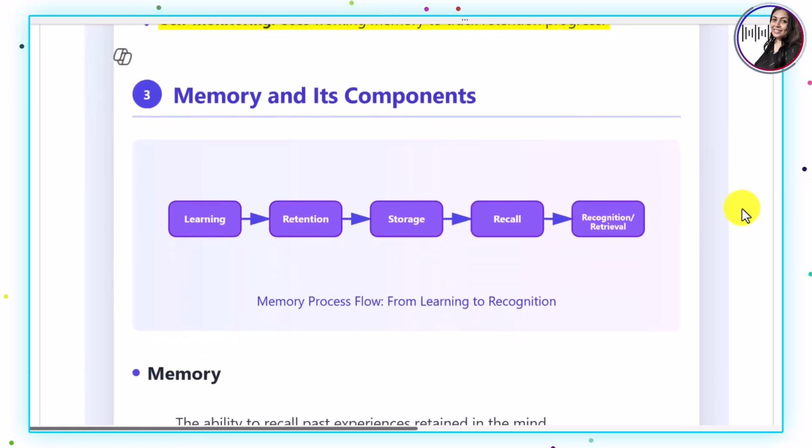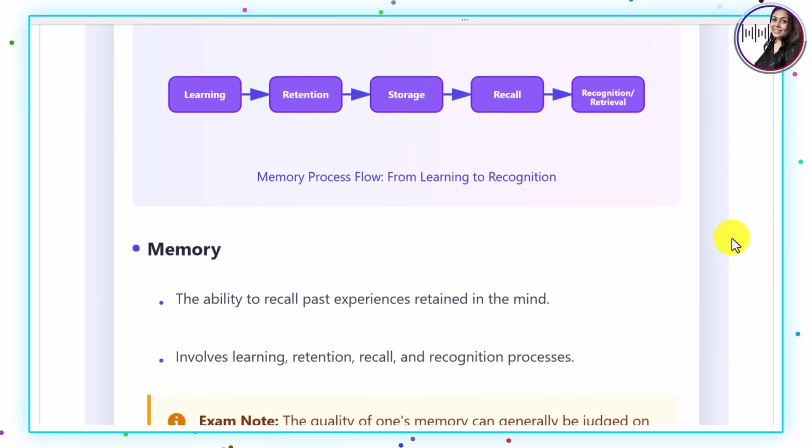Let's now move ahead and understand the concept of memory and its core components, which form the foundation of learning and behavior. Memory refers to the ability to recall past experiences that are retained in the mind. It is not a single act but a continuous process that involves learning, retention, recall, and recognition.